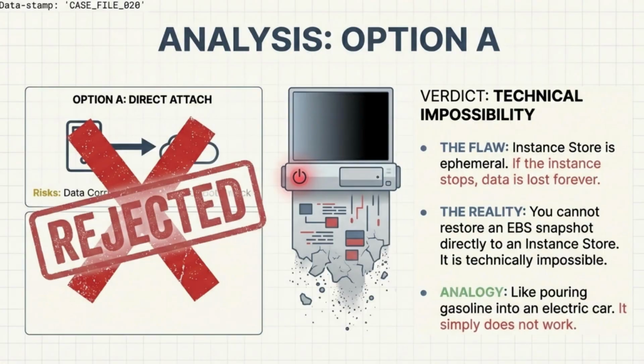Let's analyze the failures first. Option A, instance store. Sounds tempting. Fast local storage, low latency. But here's the catch. Instance store is ephemeral storage. Do you know what that means? It means that when your EC2 instance stops or restarts, all data disappears, as if it never existed. And most importantly, you physically cannot restore an EBS snapshot to instance store. It's like trying to pour gasoline into an electric car. Technically impossible. Option A is a failure.